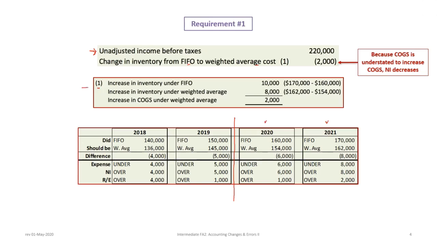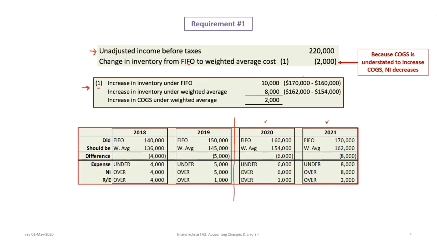What this box here does is it takes a simplified approach, saying, okay, between the 2 years, the increase in inventory under FIFO was $10,000, right? 170 from 2020, less 160 from 2021. Then the increase under weighted average is 8,000, right? 154 from 2020 to 162 in 2021. So that's an $8,000 difference.